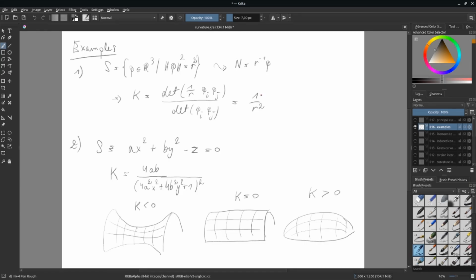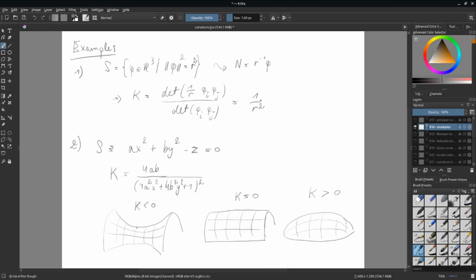And you might think, why not 1 over r? Because for curves it was 1 over r, but we're in 2 dimensions, so maybe we need to take another power. So at least the curvature for a sphere is a constant, 1 over r squared, sorry.